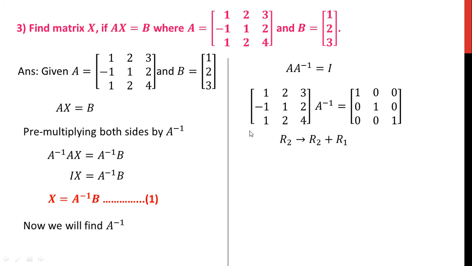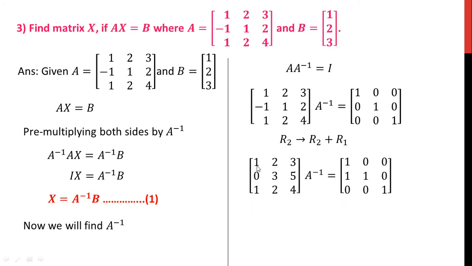If you add R1 to row number 2, then minus 1 plus 1 becomes 0. Just focus on this. What will be the change in the second row? First of all, write the first row as it is, then the second row: minus 1 plus 1, that is 0, then 1 plus 2, that is 3, then 2 plus 3, that is 5. Third row as it is, into A inverse is equal to, and on the right side also write the first row as it is. In the second row it is 0 plus 1, that is 1, then 1 plus 0 is 1, then 0, and third row as it is. So this is a simple transformation, R2 plus R1.